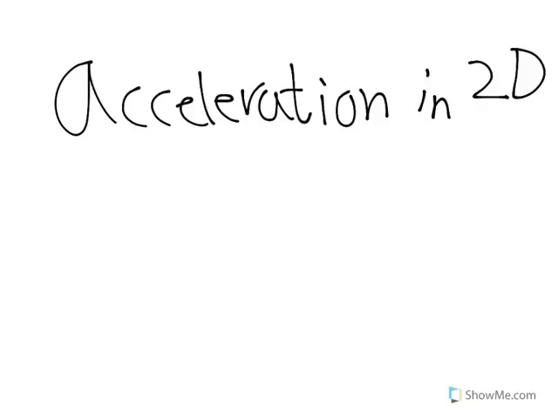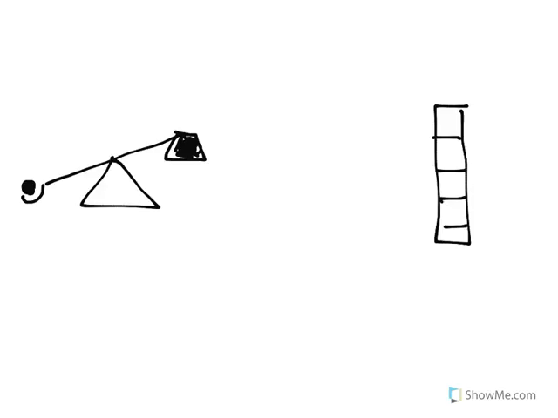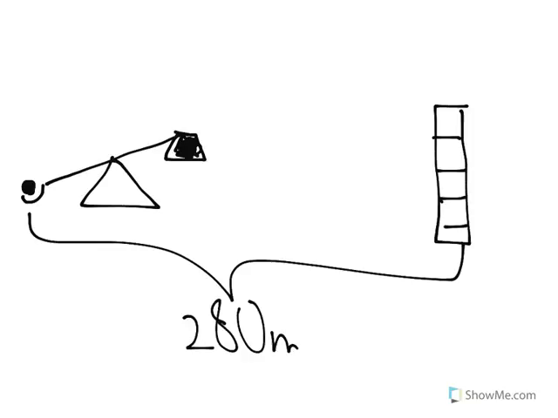This is going to be the last problem for this unit, and for this problem, you're going to have to use all the things you've learned so far to solve an acceleration problem in 2 dimensions. So imagine someone with a life-size catapult wants to shoot a rock over a wall, and the catapult is going to be 280 meters away from the wall, and the wall is going to be 35 meters high. It's a very tall wall.